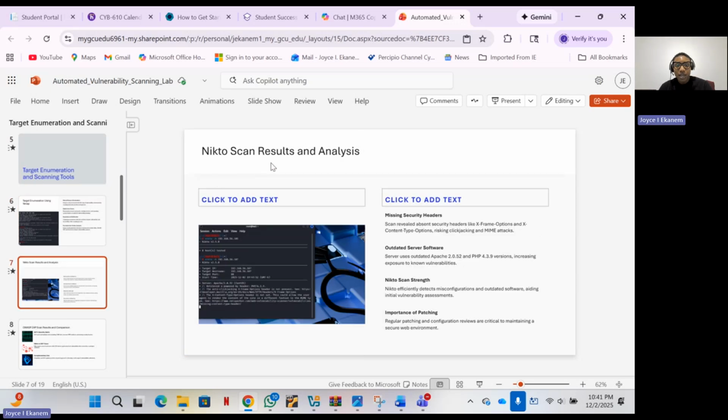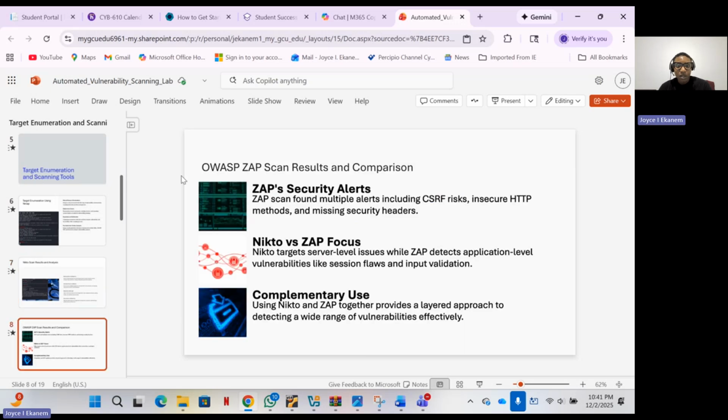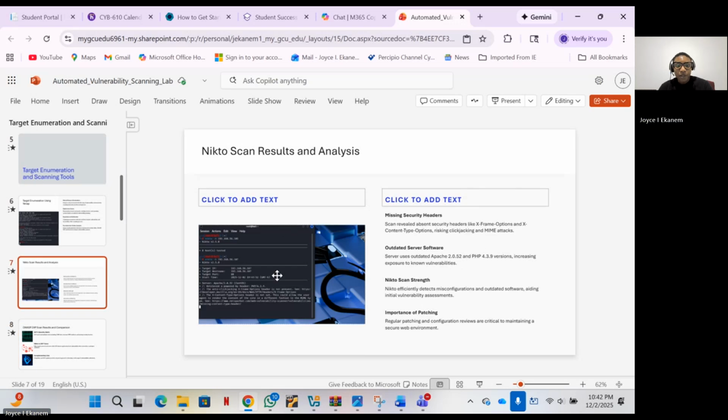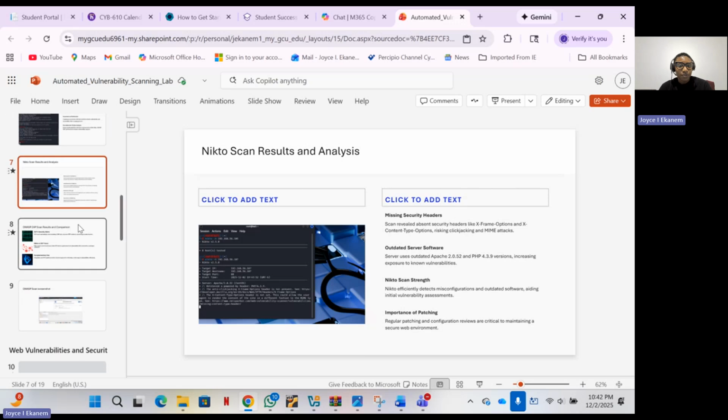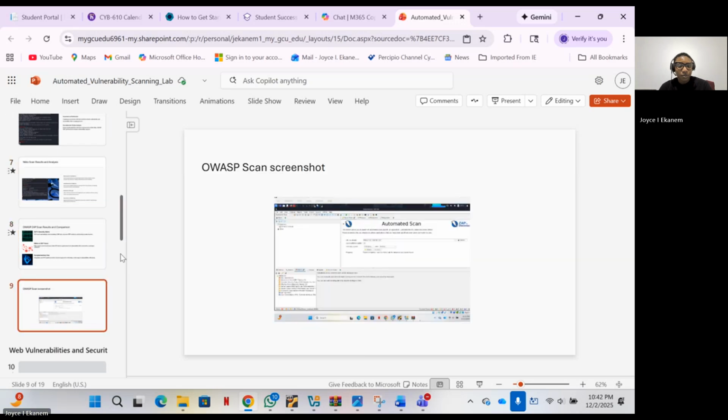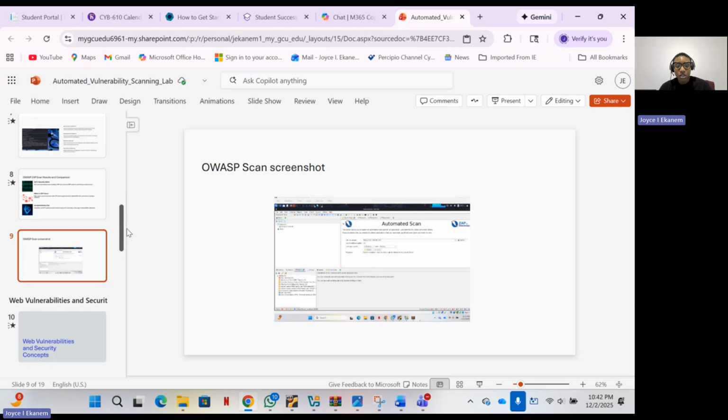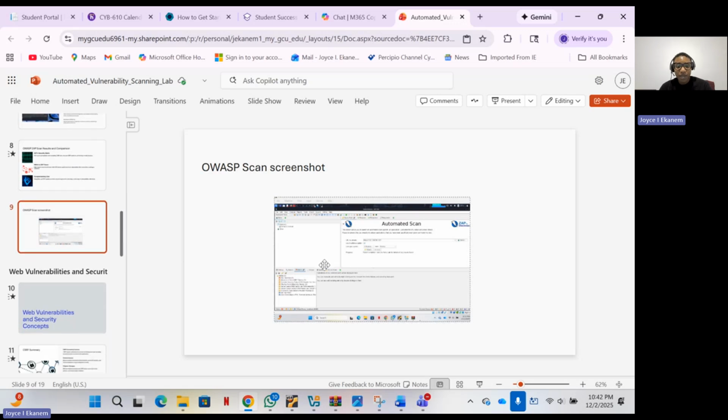The Nikto scan result and analysis: missing security headers, outdated server software, Nikto scan strength, importance of patching. The OWASP ZAP scan result and comparison: ZAP security alerts, Nikto versus ZAP focus, complementary use. Then we have the Nikto scan result and analysis. The OWASP scan screenshot. Here's the screenshot of the scan using the OWASP tool, OWASP ZAP.